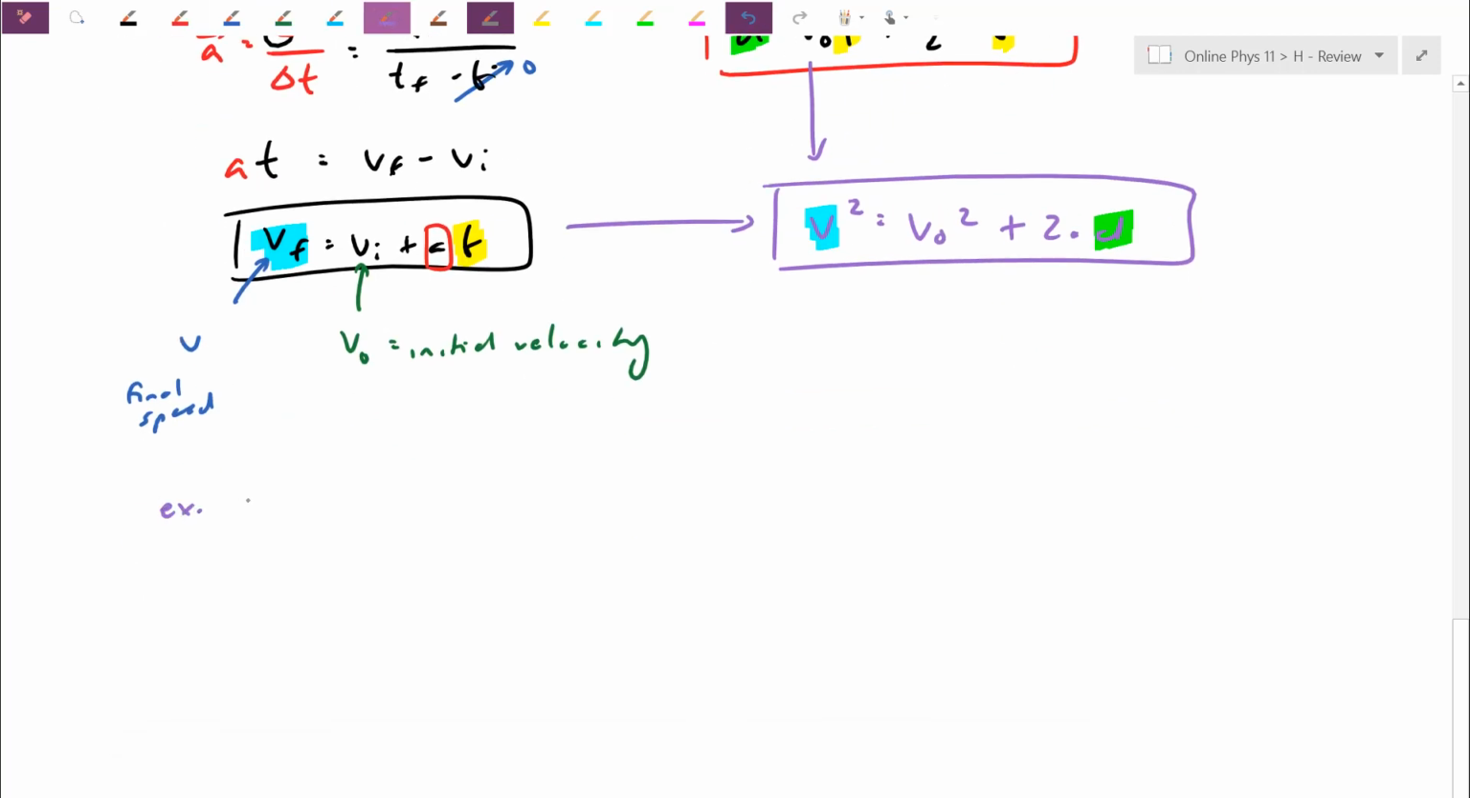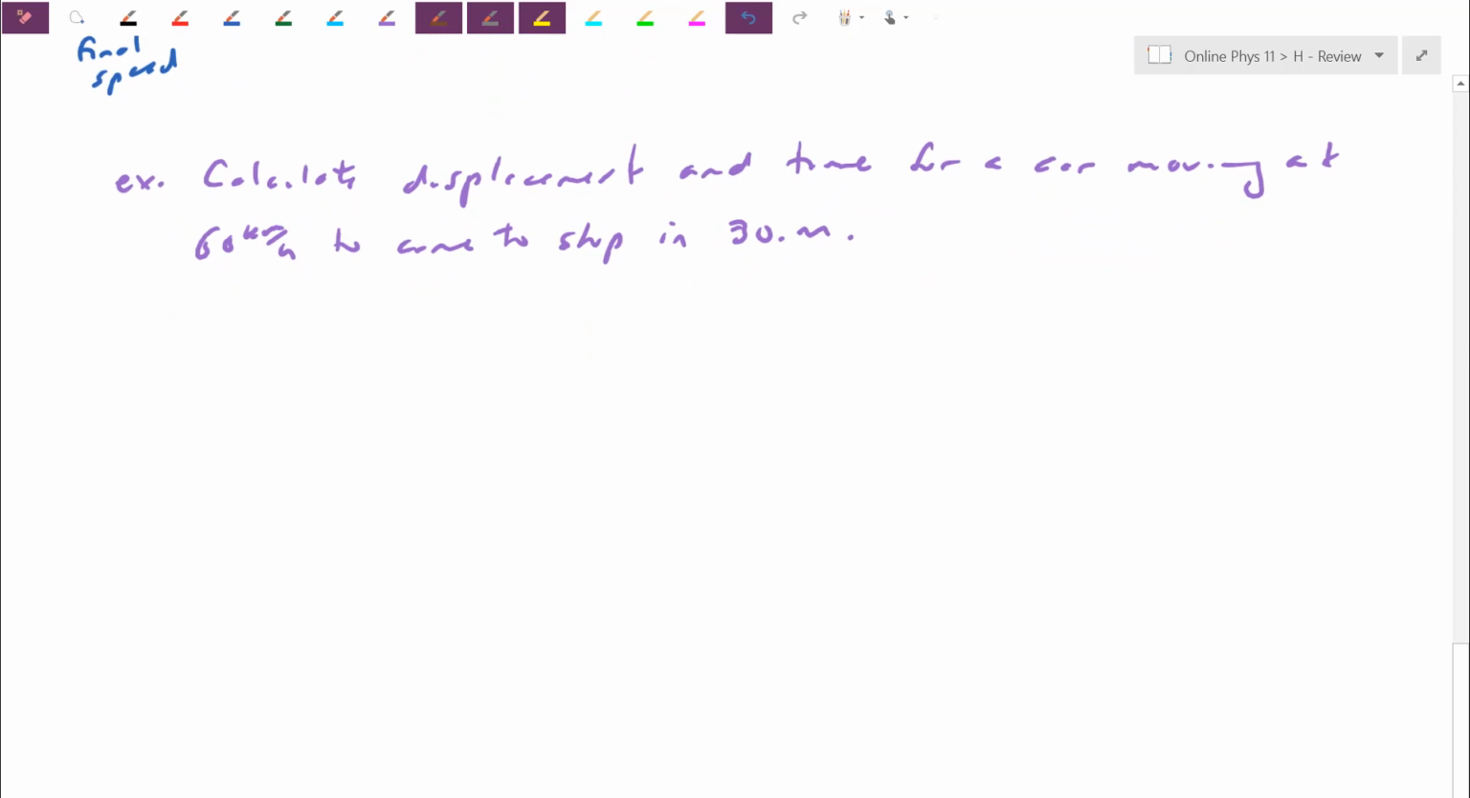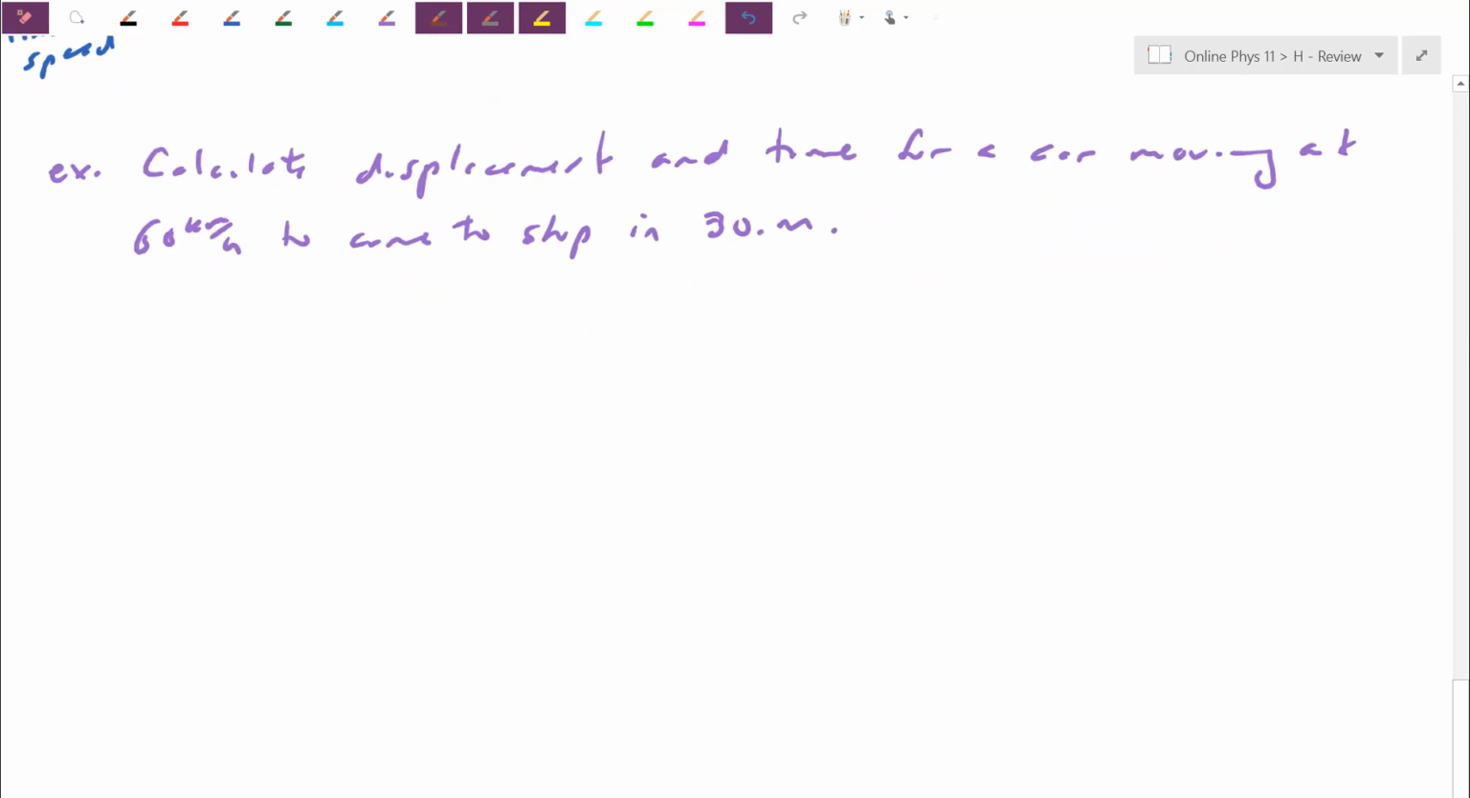I want you to calculate the displacement and time for a car moving at 60 kilometers per hour to come to a stop in 30 meters. Okay, so I would encourage you to try it out for yourself here.